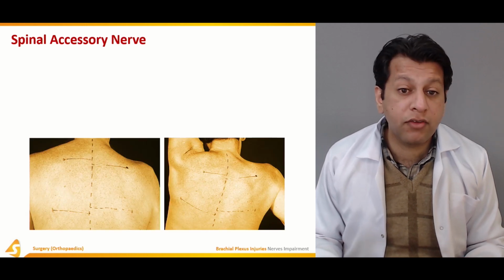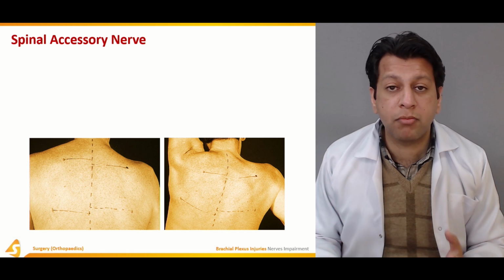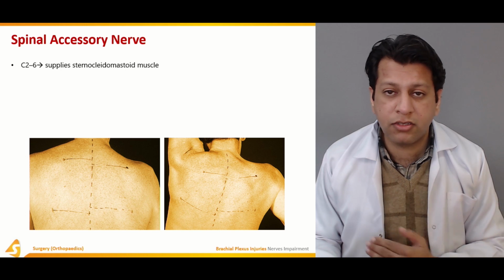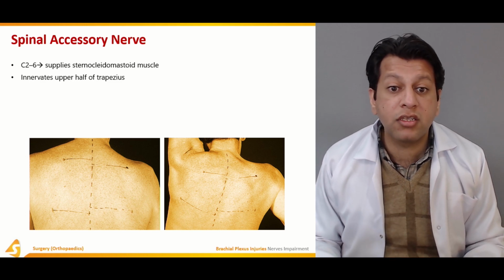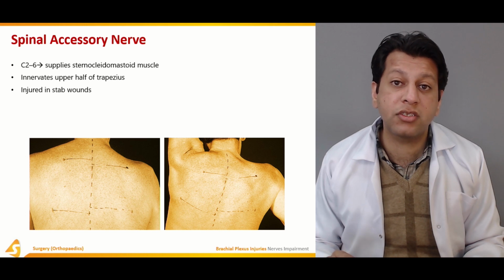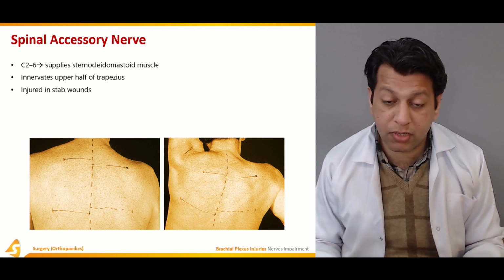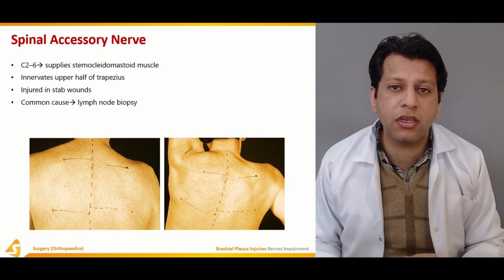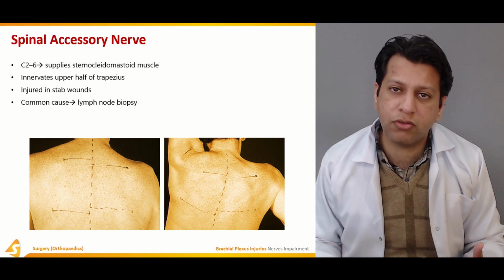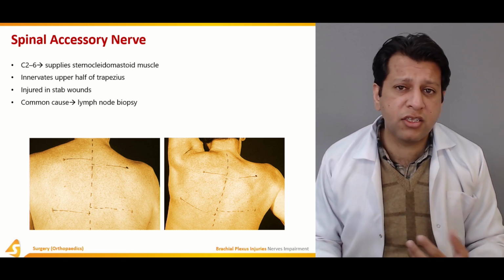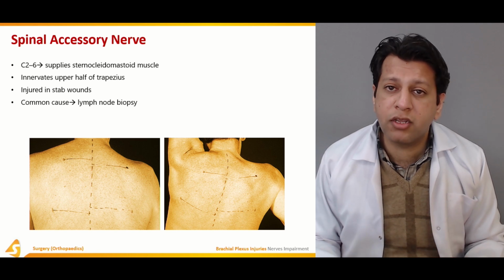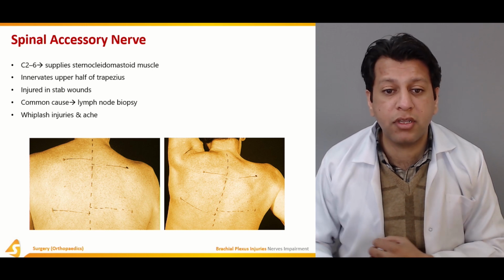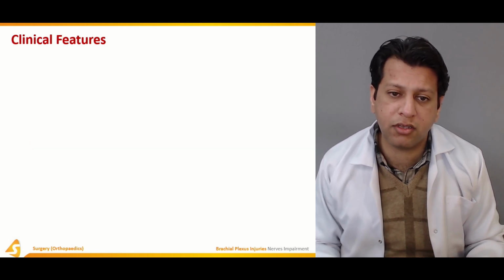Coming to the spinal accessory nerve, this nerve supplies the sternocleidomastoid, the muscle in the neck, as well as the trapezius muscle. It innervates the upper half of the trapezius. It may be injured in a stab wound, especially a stab wound to the neck. Or sometimes when a lymph node biopsy is done for tuberculosis or for the diagnosis of lymphoma in the neck, this may be an iatrogenic injury leading to spinal accessory nerve paralysis. Other causes could include whiplash injury, which may lead to aching of the neck and discomfort.